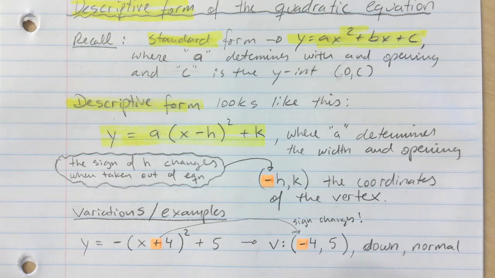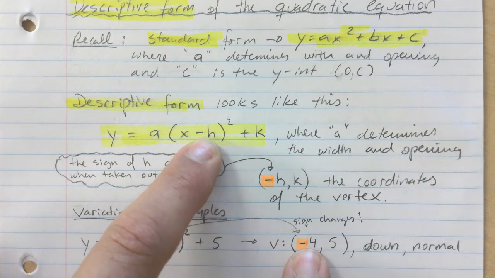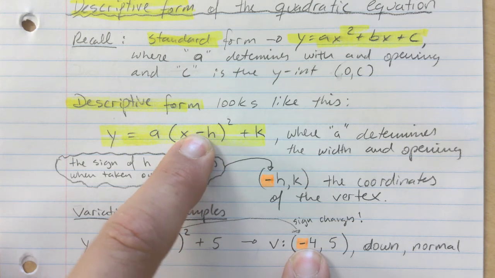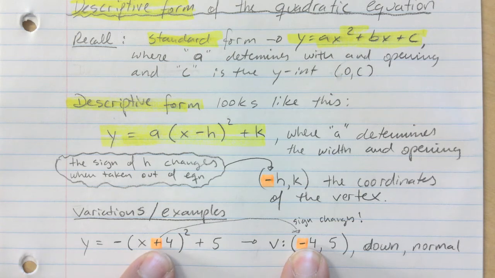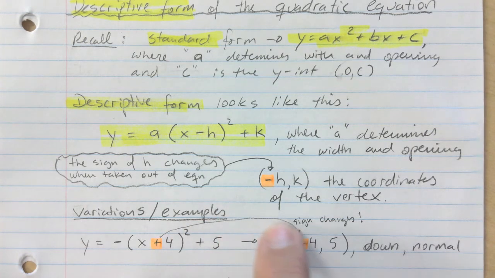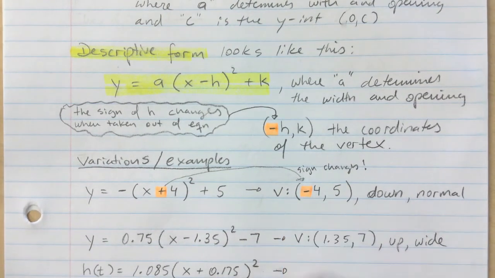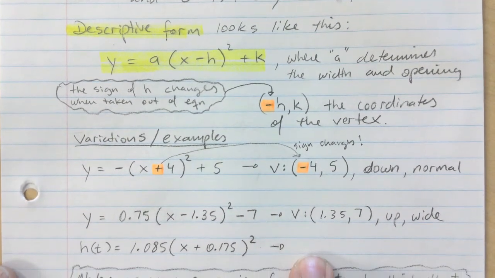Because if you put a -4 into h here, right, the -4 and this negative here turn into positive. That's why when you write it out, when you plug that -4 in, it turns positive in the equation. So when you take it out, you have to change the sign again. Okay, so here's another variation.